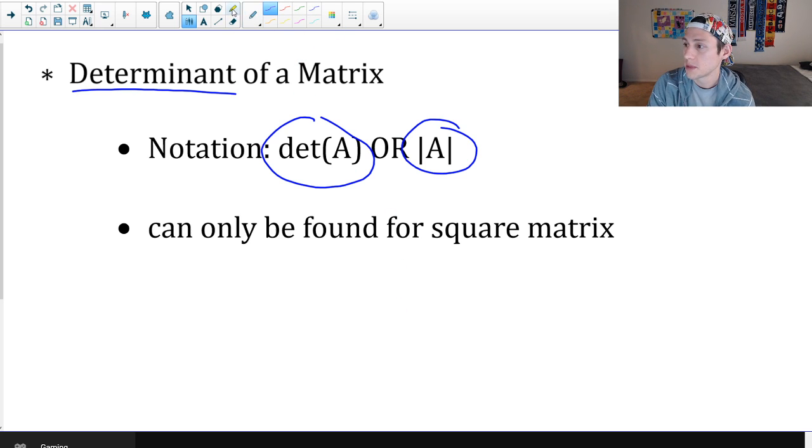An important piece of information is that you can only find a determinant for a square matrix. Right? If we have a 3x5 matrix or anything that's not a square matrix, we cannot find the determinant of that. We can only do it for a square matrix where the amount of rows and columns are exactly the same. 3x3, 12x12, 4x4, 2x2.